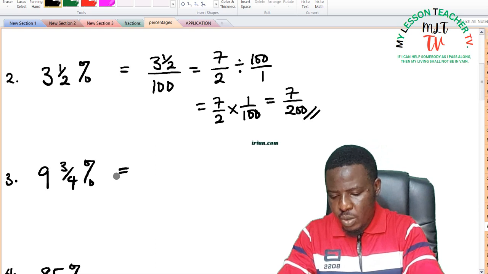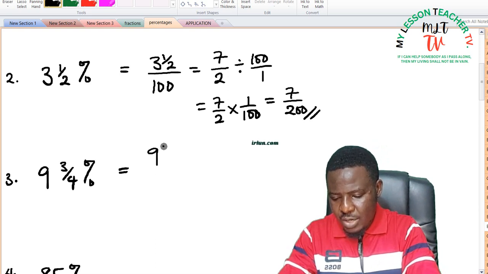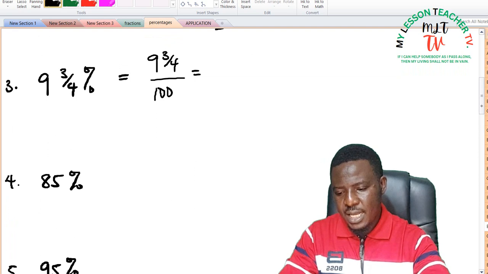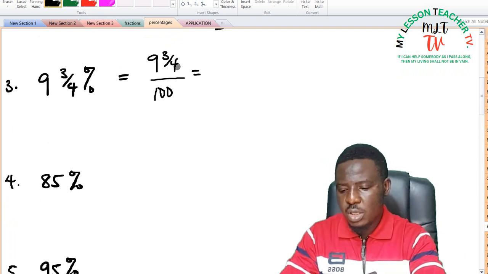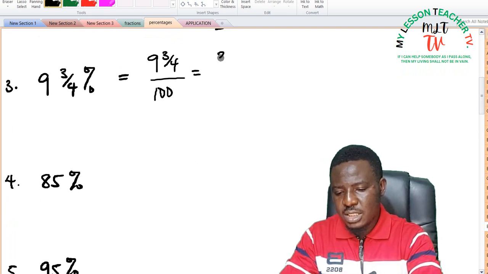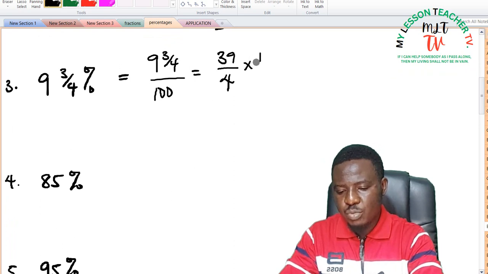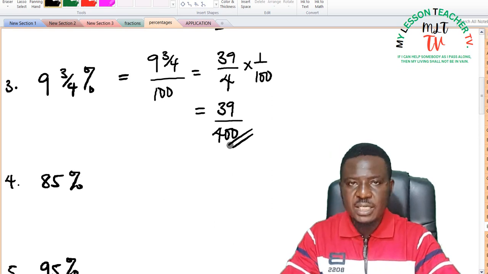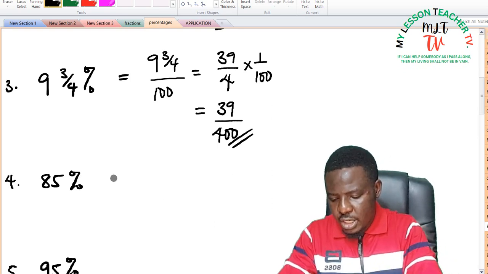Number 3. This is 9¾ divided by 100. This can be said to be equal to 9¾ as an improper fraction. We have 4 times 9 is 36. 36 plus 3 is 39. So we have 39 over 4 times 1 over 100. This is equal to 39 divided by 400. And there is no common factor that can divide 39 and 400.